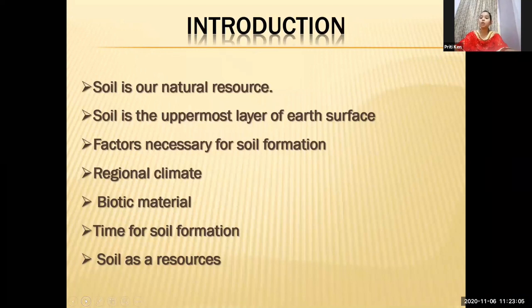The second one is biotic material. What is biotic material? Biotic material is nothing but the plant and animal residue which gets degraded in the soil and mixed with it, and it also increases the fertility of the soil. Now see the next, time for soil formation. Do you know that forming 2.5 centimeter of soil takes thousands of years? Yes, thousands of years are required for forming a 2.5 centimeter layer of soil.